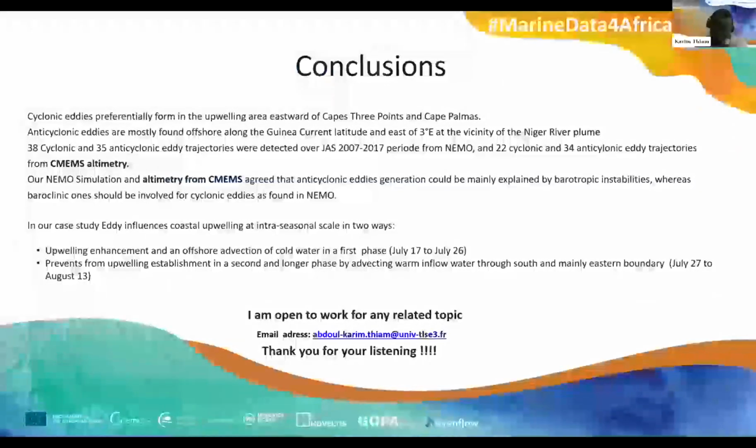In our case study, eddies influence coastal upwelling at intraseasonal scale in two ways. The first one is upwelling enhancement and an offshore advection of cold water in the first phase, from July 17 to July 26. And in the second way, it prevents upwelling establishment in a second and longer phase by advecting warm inflow water through the south and mainly eastern boundary, from July 27 to August 13th.